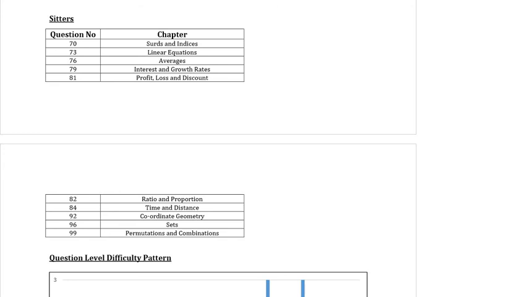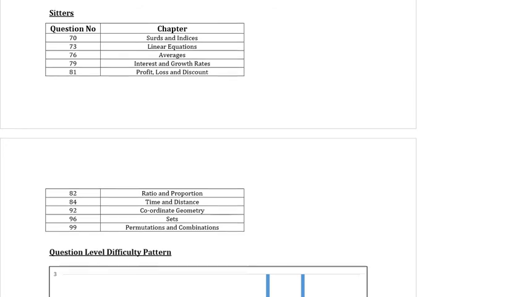However, this list has also been given for you to think and create similar listings for yourself, where for each quant section you note down the questions that you thought were sitters or you thought were tough, and then analyze whether you attempted them. If yes, did you get them right? If no, why did you not attempt them? If you got marked the wrong answer, where did you go wrong, and so on. Because these are the questions that you can solve pretty quickly and get maximum marks.